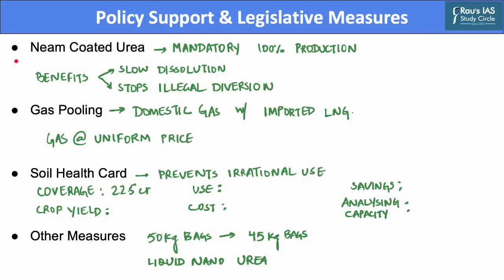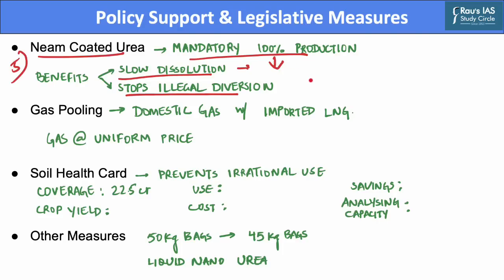Another important policy measure, as we have covered before, was the introduction of neem coated urea. 100% mandatory production of neem coated urea has certain benefits. These include slow dissolution of urea into soil, which leads to less requirement of urea. Also, it stops the illegal diversion of urea for non-agricultural purposes.